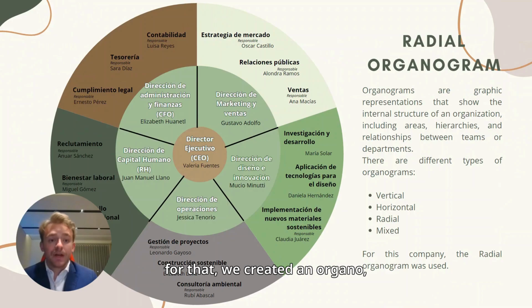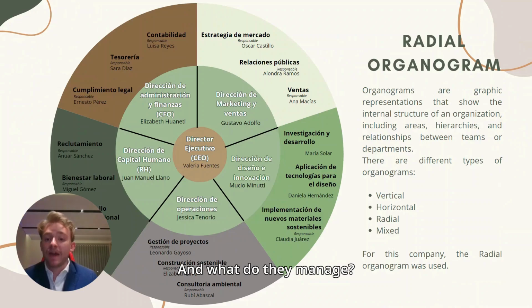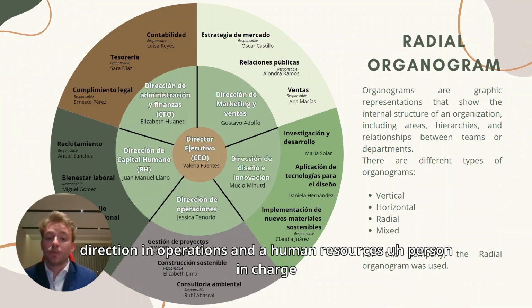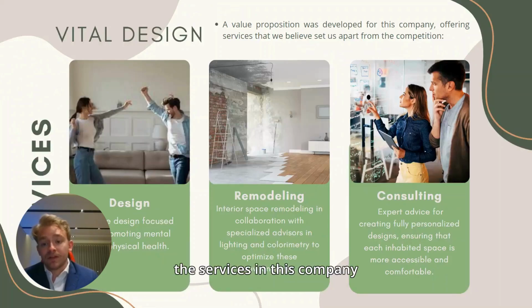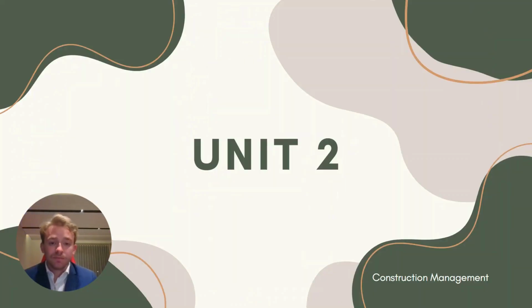For that, we created an organogram. This is a visual tool that helps understand everyone's roles within the company and what they manage. We created a CFO, a director in marketing and sales, a director in innovation, a director in operations, and a human resources person in charge. The services this company gave were design, remodeling, and consulting.